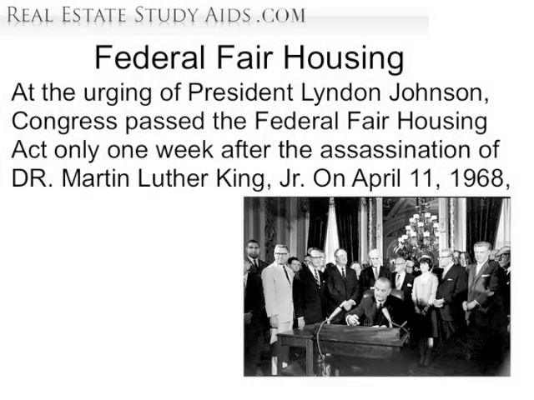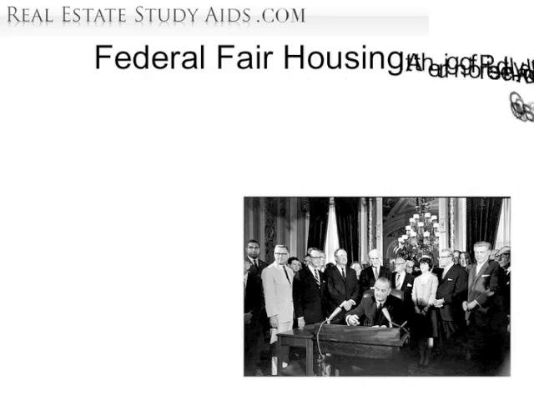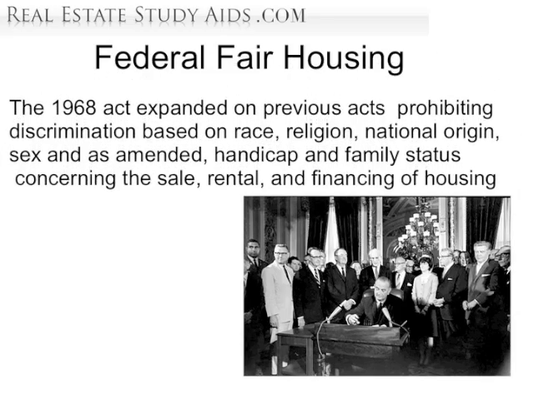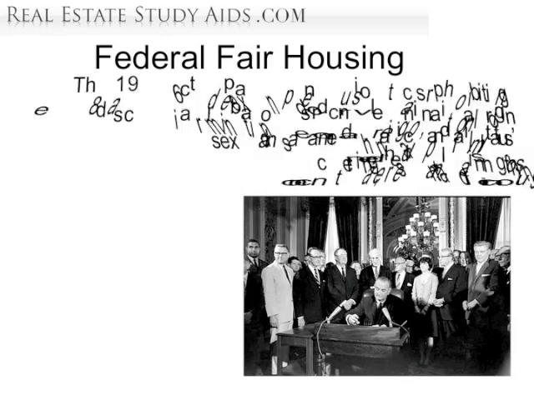At the urging of President Lyndon Johnson, Congress passed the Federal Fair Housing Act only 1 week after the assassination of Martin Luther King, Jr. on April 11, 1968. The 1968 Act expanded on previous acts and prohibited discrimination based on race, religion, national origin, sex, and, as amended, handicap and family status concerning the sale, rental, and financing of housing.